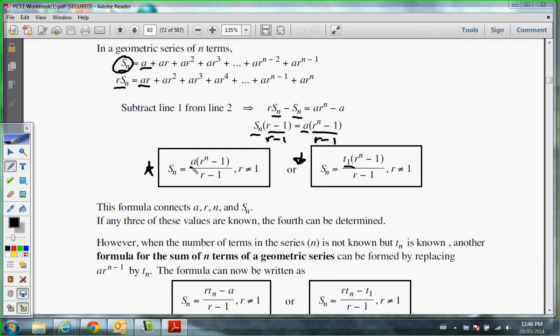Okay. All right, so this formula you use when you're given a, r, and n, or S of n. You need 3 of these to use it. So you need a, r, n, or S of n. You need 3 of those in order to use that formula.